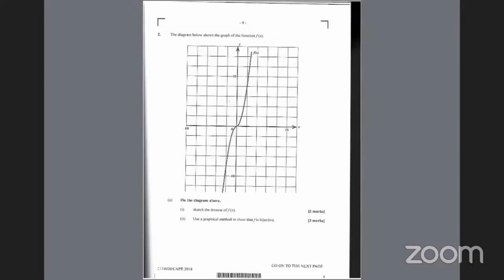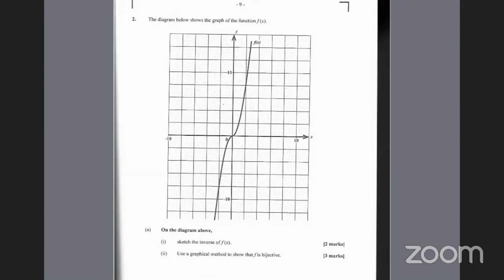In 2018, they started to ask questions looking like this, right? So take a look at that question. I want you to tell me how we could find the inverse, and use a graphical method to show it is bijective.